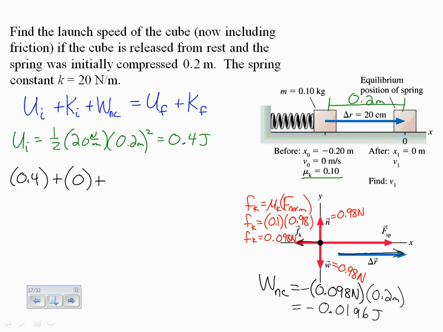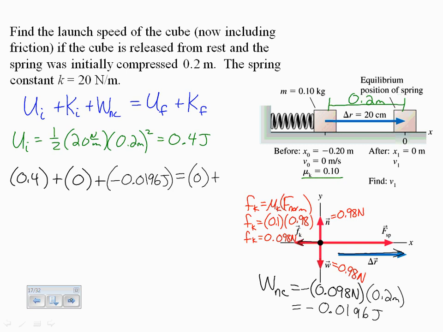The work done by friction is the work done by the non-conservative forces. So there's only one non-conservative force in this problem. So we include that work, negative 0.0196 joules. It is extremely important that we include that negative sign because it's going to take mechanical energy away. And then, just like we had in the other problem, the spring is not compressed at the end, so there's no potential energy stored in it.